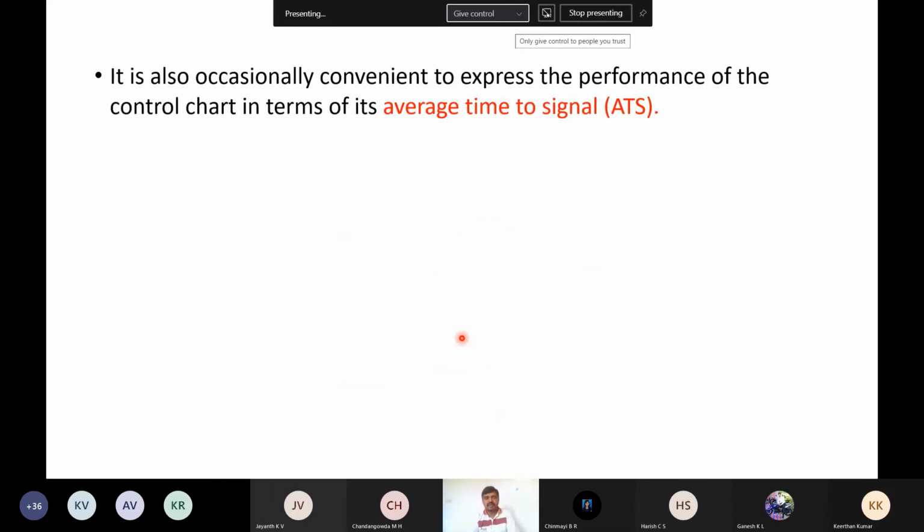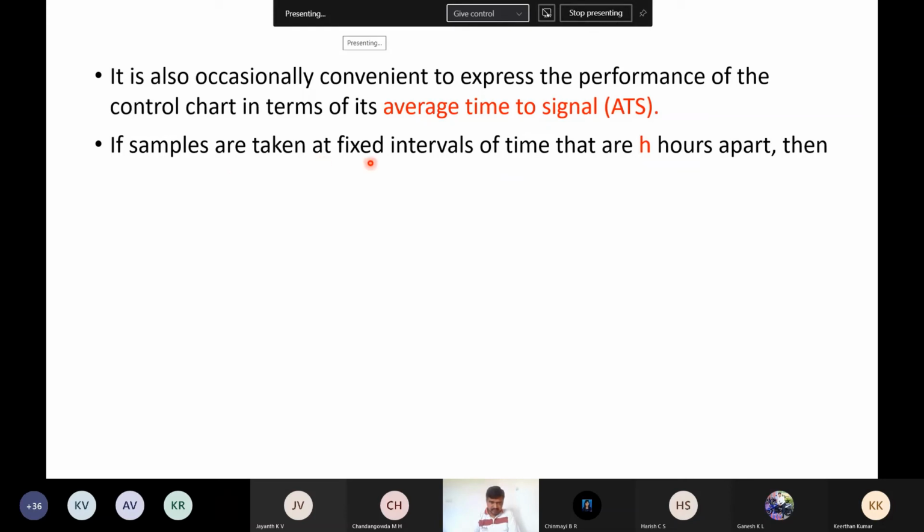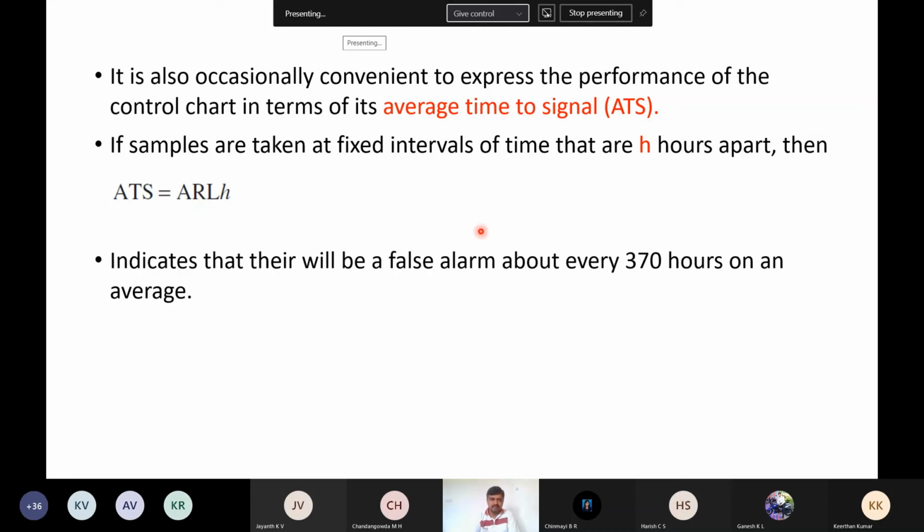It is also occasionally convenient to express the performance of the control chart in terms of average time to signal. There we consider the number of samples. Here we consider it in terms of number of hours. If samples are taken at fixed intervals of time that are h hours apart, then multiply ARL with h, so you will get the average time to signal. This indicates that there will be a false alarm about every 370 hours on an average.